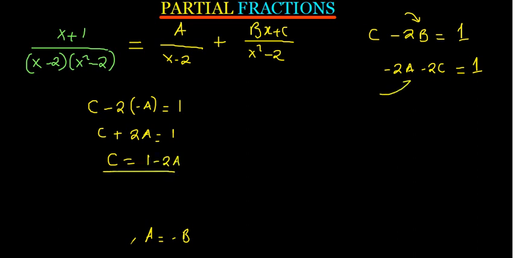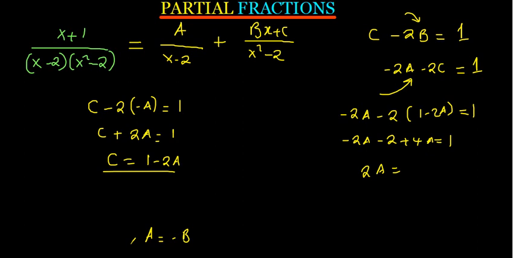And then I'll come in this equation where there is c, I'm going to put that. So I'm going to have negative 2a minus 2, where there is c, I'm going to put 1 minus 2a. That will be equal to 1. So I'm going to have negative 2a minus 2 plus 4a. That is going to be equal to 1. So add like terms, 4a minus 2a, that is going to give us 2a. Take negative 2 the other side, becomes positive 2, it finds a 1. 1 plus 2 is a 3. Mean that a is going to be 3 over 2.